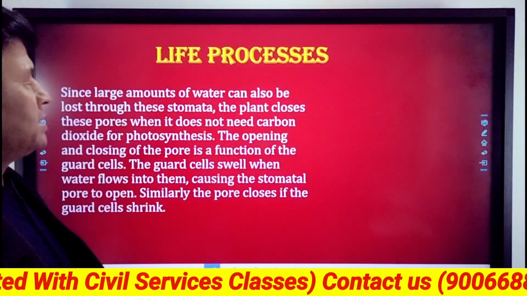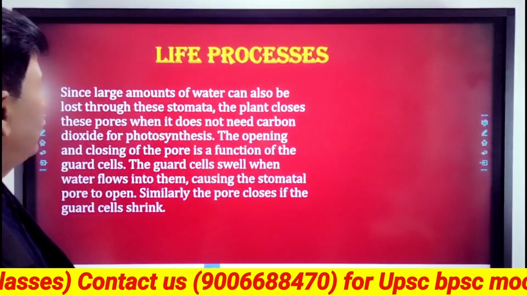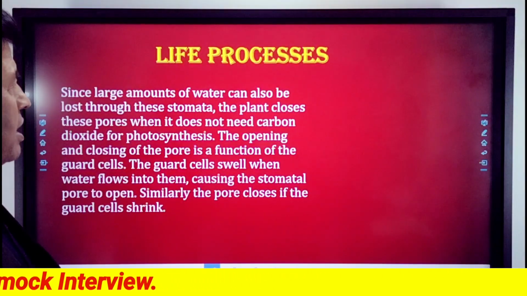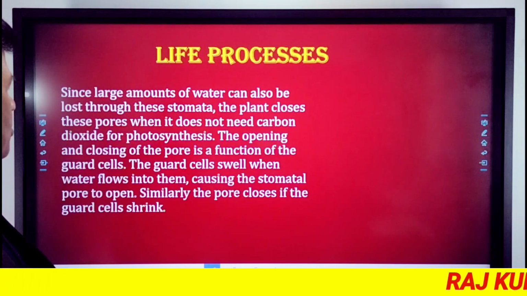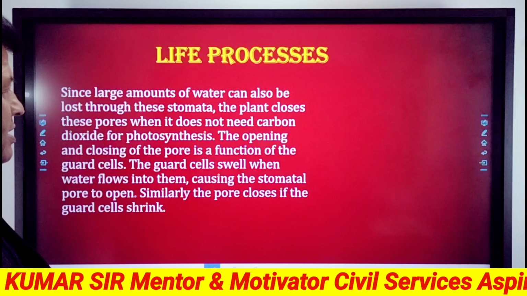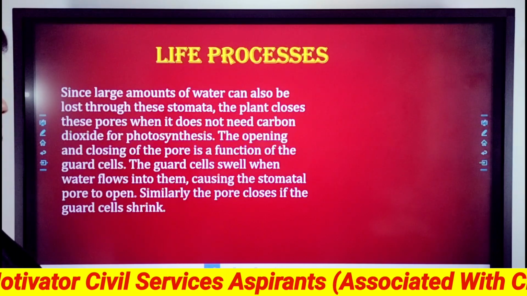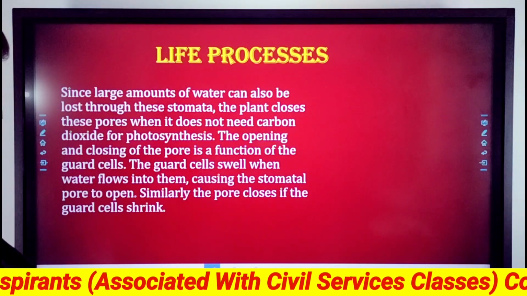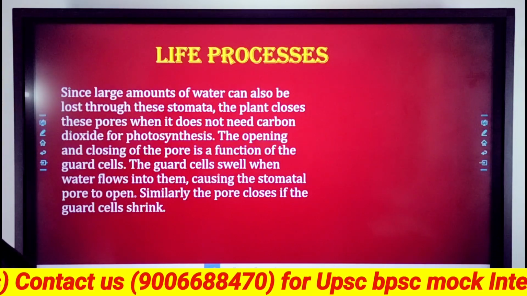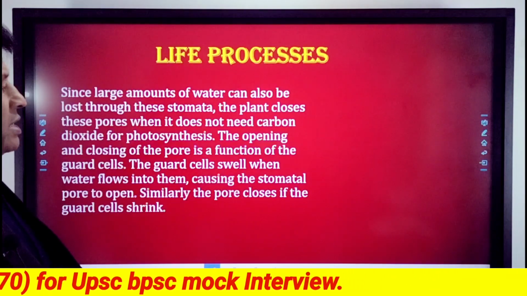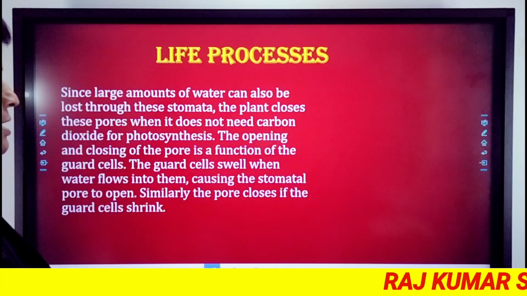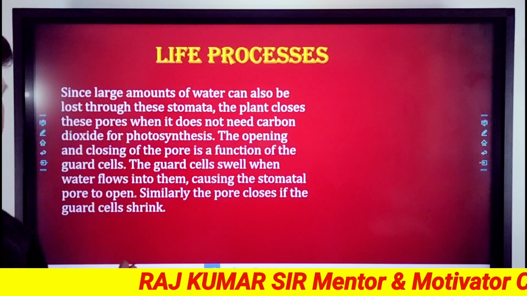Now, since large amounts of water can also be lost through these stomata, the plant closes these pores when it does not need carbon dioxide for photosynthesis. The opening and closing of the pore is a function of the guard cells. The guard cells swell when water passes into them, causing the stomatal pore to open. Similarly, the pore closes if the guard cells shrink.